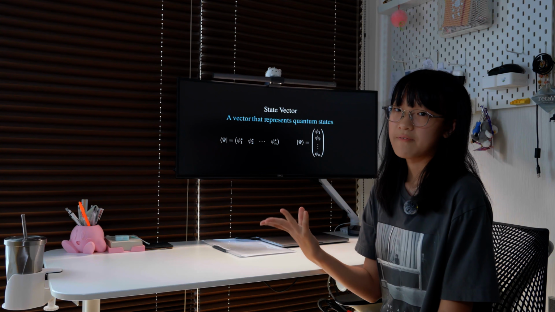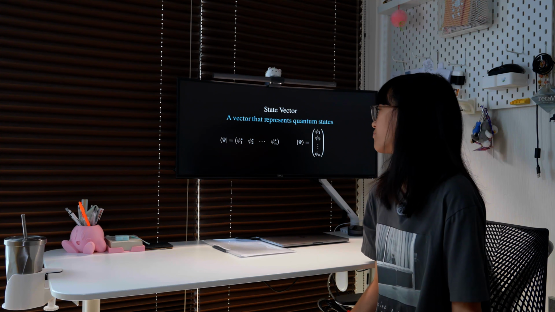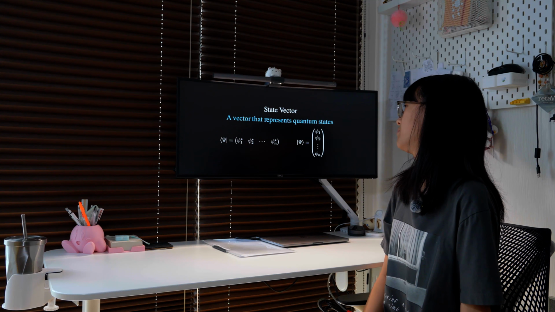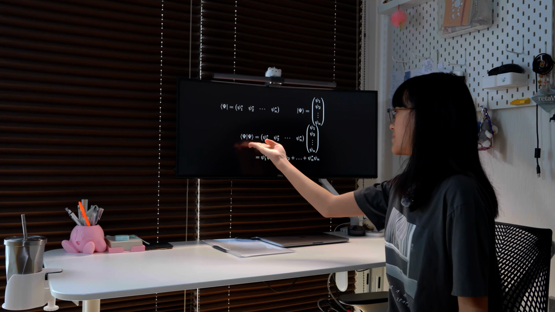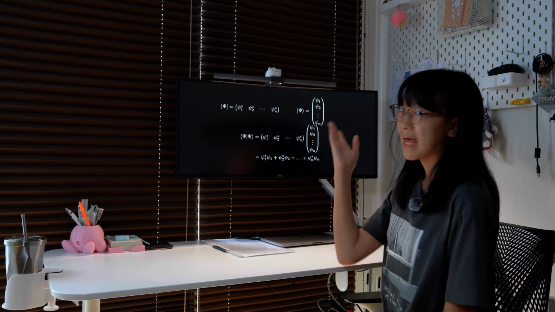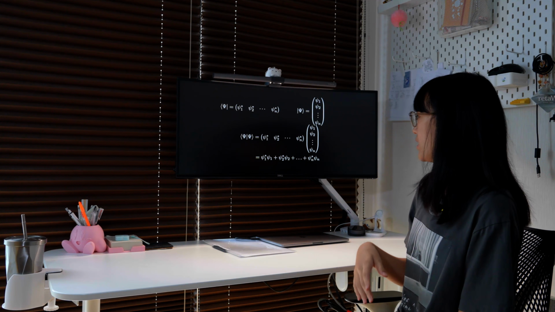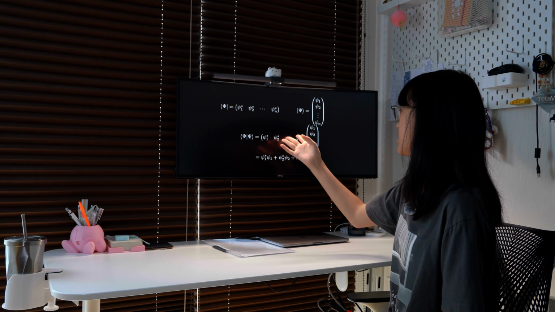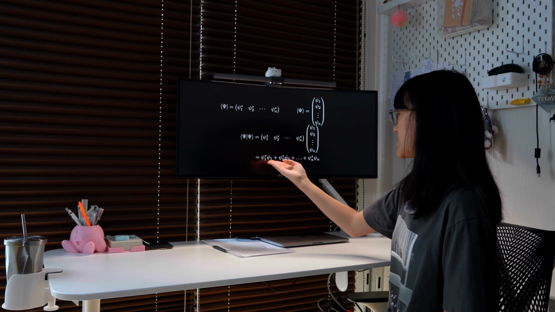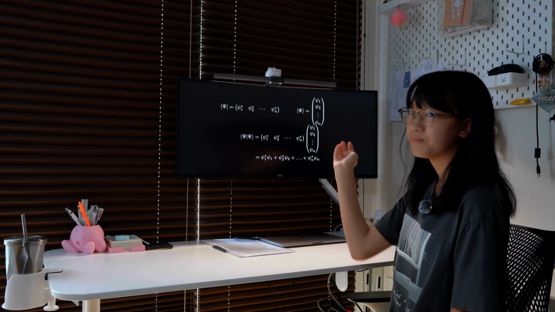A bra vector and a ket vector can form an inner product. Let's see how it looks. A bra vector and a ket vector form a bracket, as you can see here. So how do we calculate the inner product? We naturally just pick the corresponding components of the vectors and then multiply the scalars and sum them together.